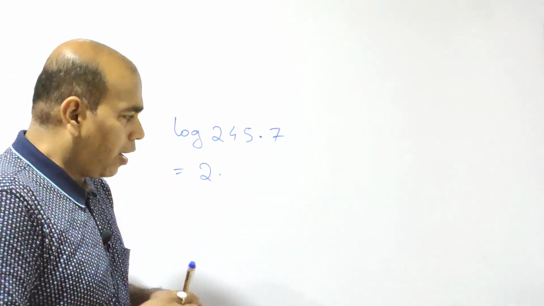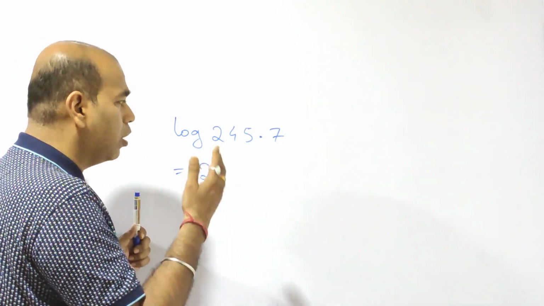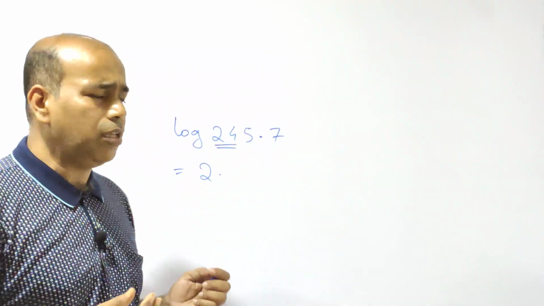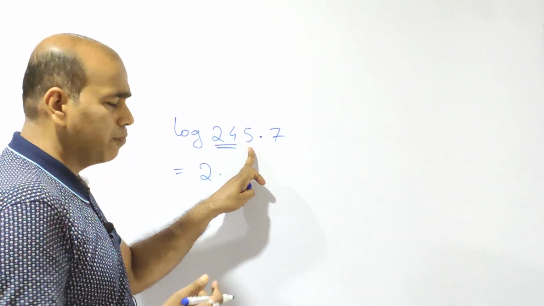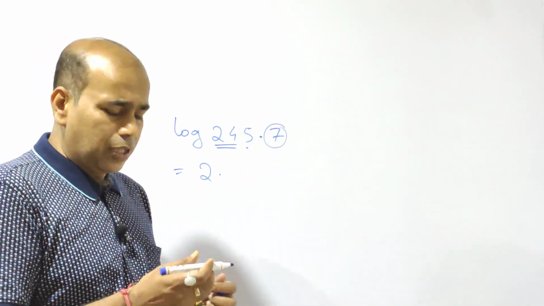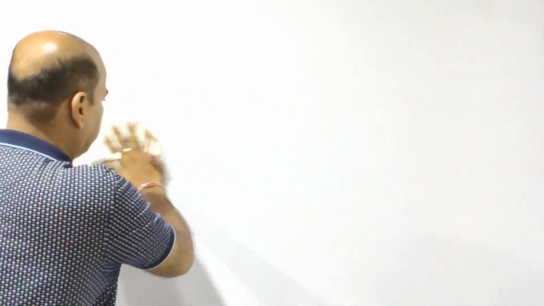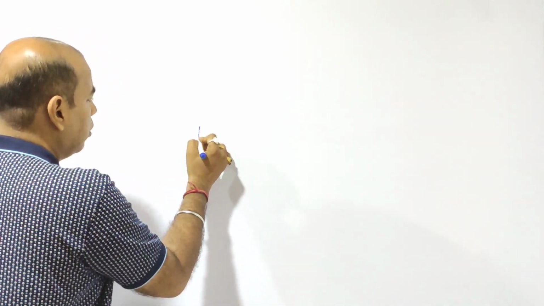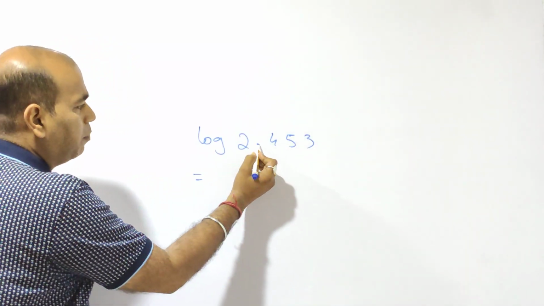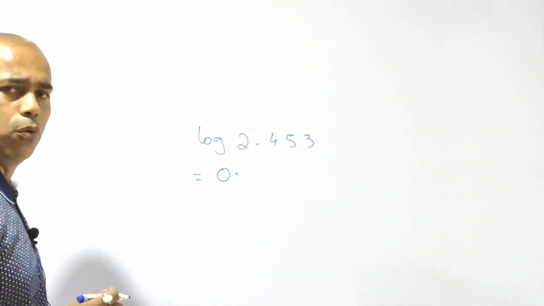And then after writing the characteristic, the main part is what? I will use log table and I will find 24. I will check in the log table. 24's 5 and of 5 7. Okay, and then what we'll do, we'll add it. Let me take some more example. Think I'm taking log 2.453. Now before decimal this is 2, that means the characteristic is 0.